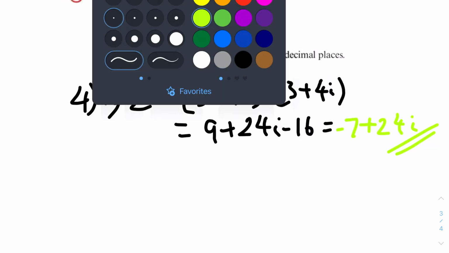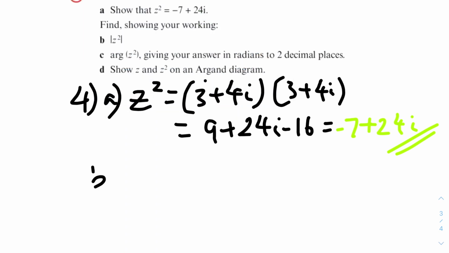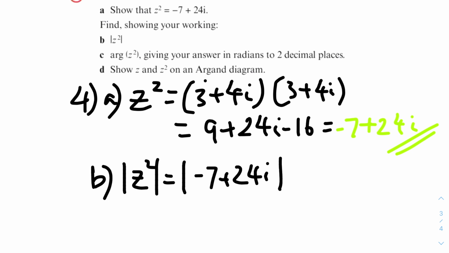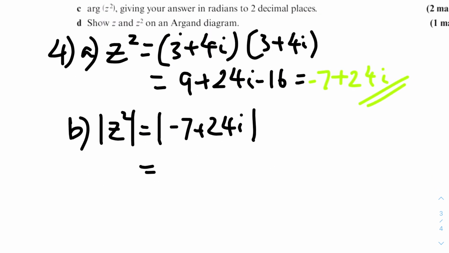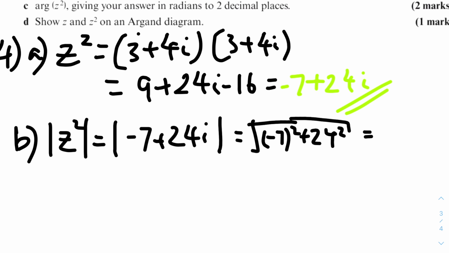Find, by showing your working, the modulus of z squared. We know that z squared equals minus 7 plus 24i. That means the modulus of z squared is equal to the modulus of minus 7 plus 24i. Remember that modulus is basically just Pythagoras' theorem on the number. So it will be the root of minus 7 squared plus 24 squared. Putting that into my calculator, 7 squared plus 24 squared gets us 25, because it's a Pythagorean triple. So that is the modulus of z squared.